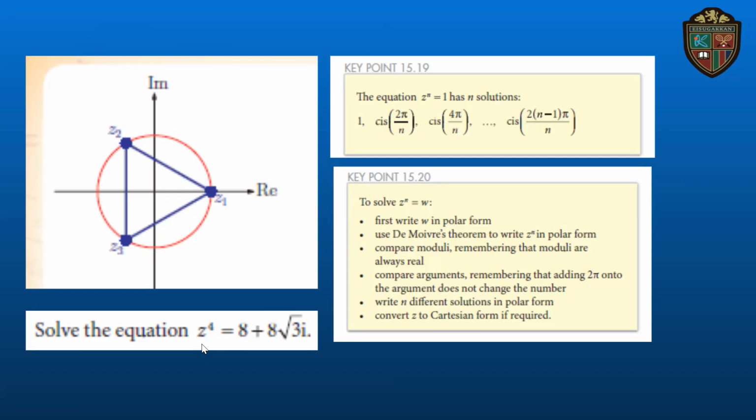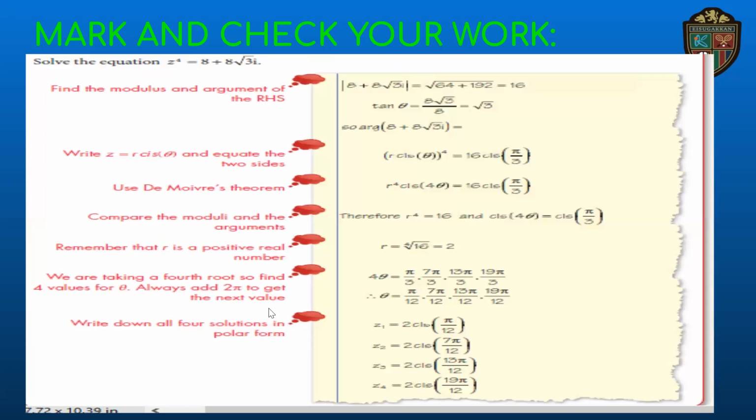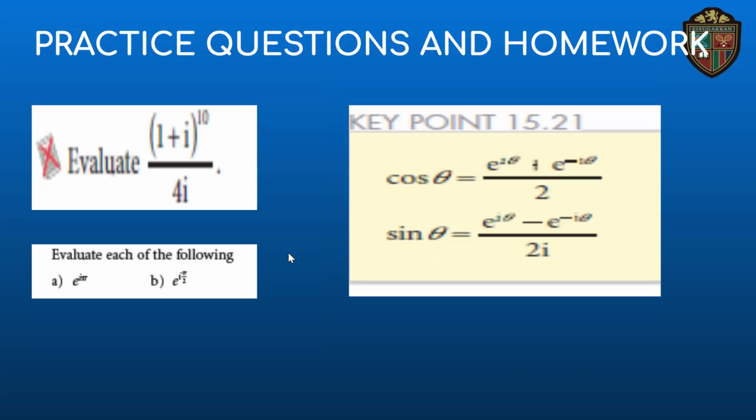Try solving z to the fourth equals 8 plus 8 root 3 i. Meaning, you have here z, x plus iy, to the exponent of 4, and you are calculating the 4 roots of the complex number. Then you'll see the solution here. Now, you'll also see in the practice questions, this one here, you will see the answers in the next slide.